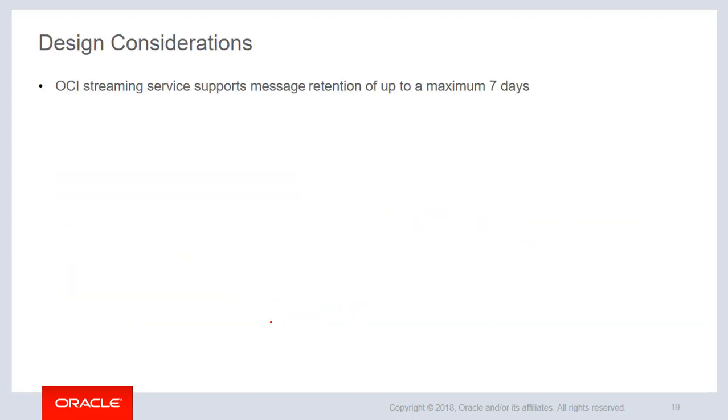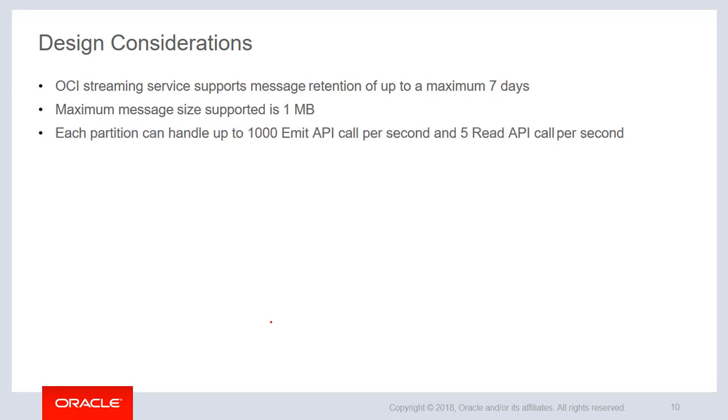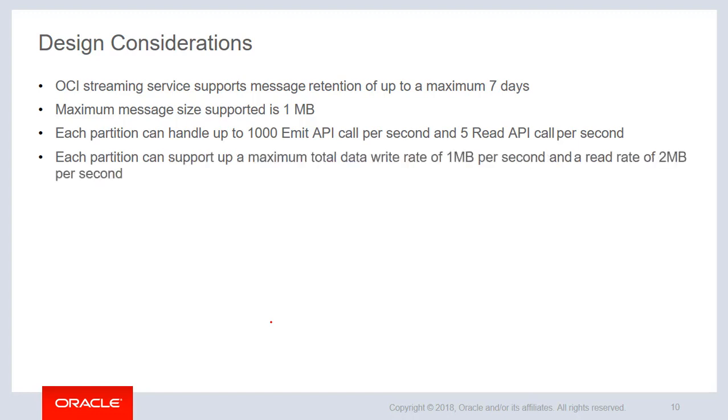What are some of the design considerations? OCI Streaming Service supports message retention up to a maximum of 7 days. So keep that in mind. After that, messages are discarded. The maximum message size supported is 1 MB. Each partition can handle up to 1000 emit API calls per second and 5 read API calls per second. Each partition can support up to a maximum total data write of 1 MB per second and a read rate of 2 MB per second. We saw this earlier. Each tenancy has a limit of 5 partitions, and you can request more.